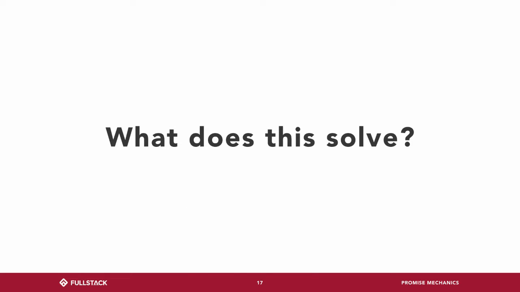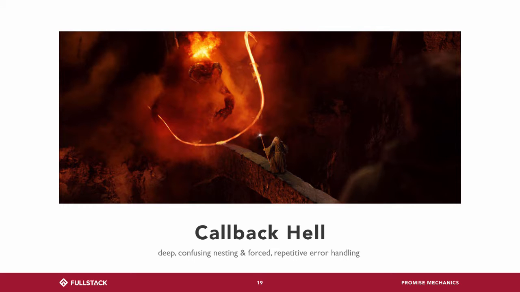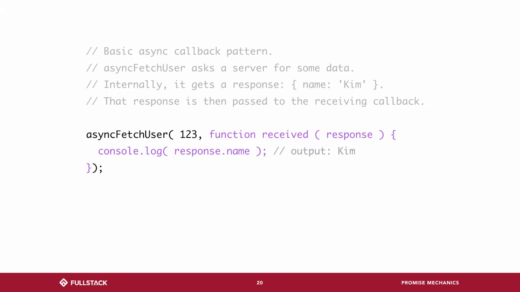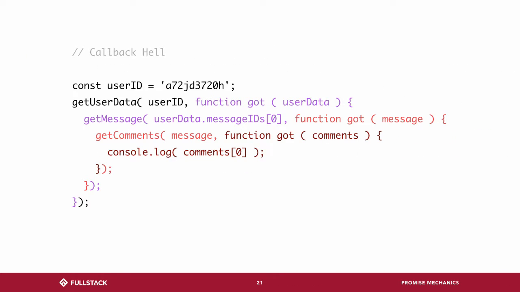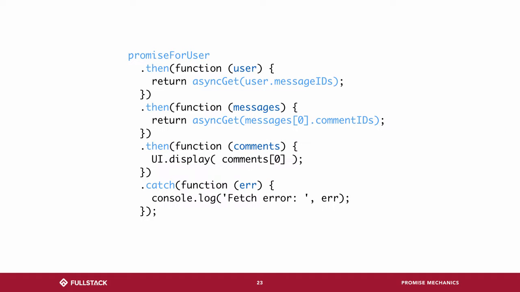So what does this end up solving? Again, we've seen this, so this is not something that you haven't seen. You've seen code that ends up looking like this. We get error messages. What do we do when we have error messages? This nested callback hell is solved by promises.